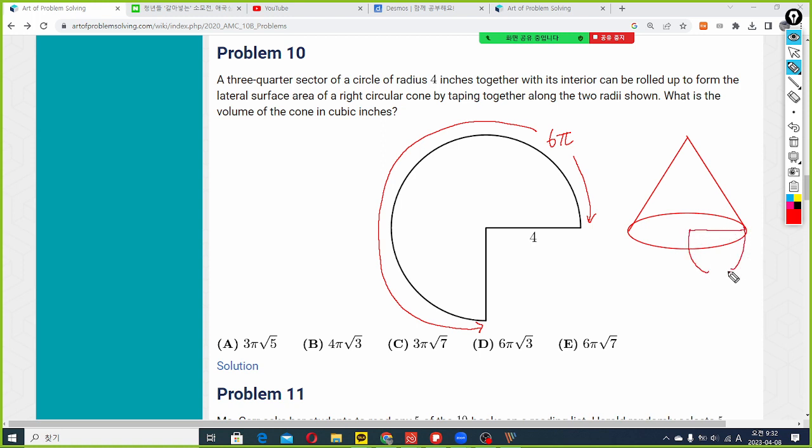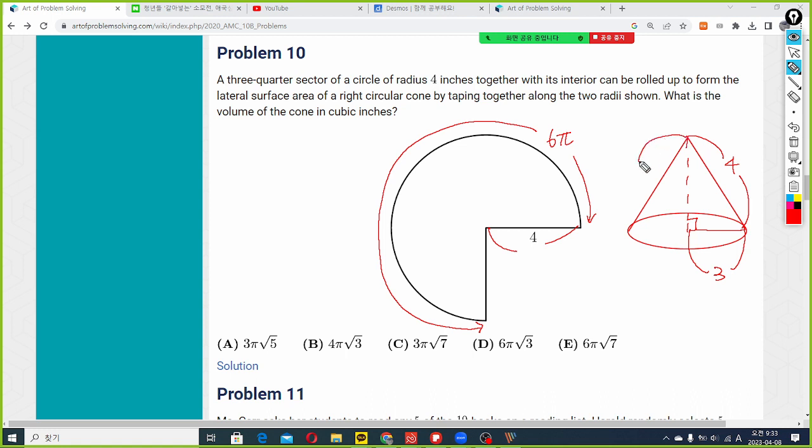In such case, what's the radius of the bottom circle? Yeah, when the circumference is 6 pi, the radius is... square root of 6? That's kind of earlier. Oh, sorry, 3. 3, and then this 4 means the slant height of the cone. So we can use the Pythagorean theorem.